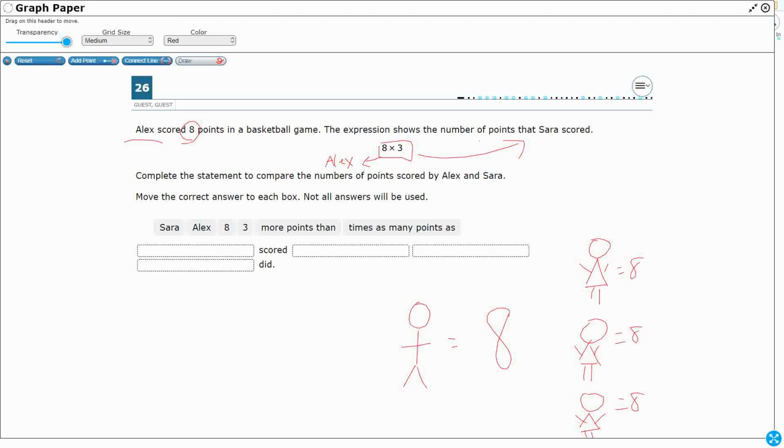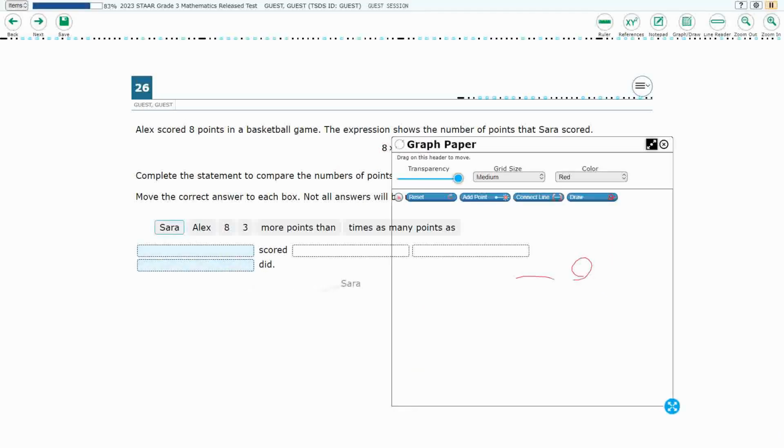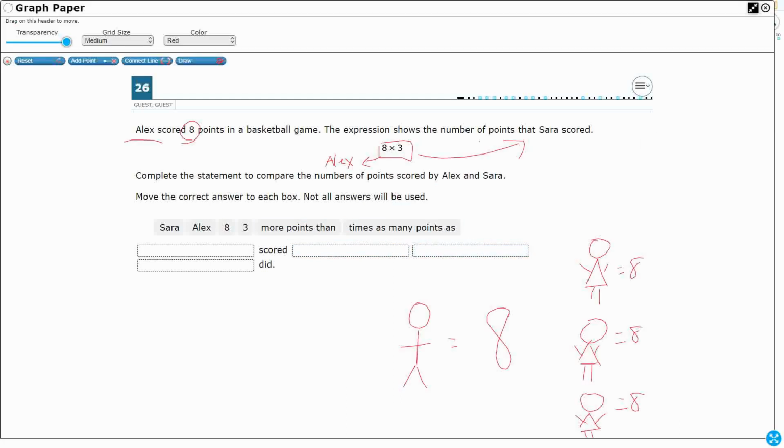Now, how do we complete this statement? Well, we're going to notice that the words Sarah and Alex can only fit in the top or the bottom ones right there. And then 8 and 3 can only fit in this one right here. It can't fit in that last one. And then the more points than, and then 3 times as many points as, that goes in the last one. So it seems like a lot of options, but they don't all go in every one. So who scored? And look at our options. More points than or times as many points as? Well, I'm going to use this times. So I'm going to use that first, right? More just means add. Times means multiply.